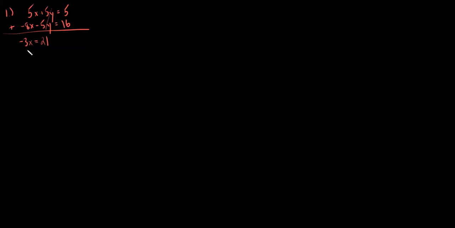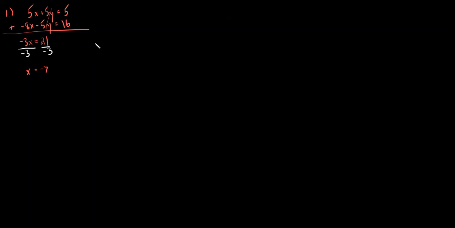And especially once we get into three variable systems, elimination is kind of the preferred method, okay? But back to this problem. Now we have -3x is equal to 21. I can divide each side by -3, and we're going to get x is equal to -7, okay?